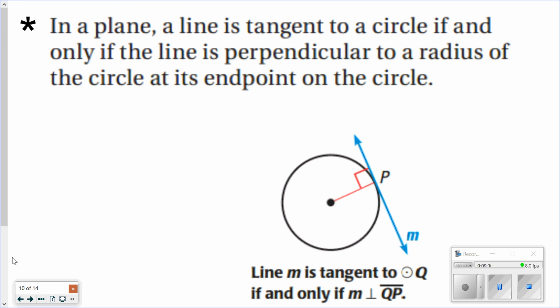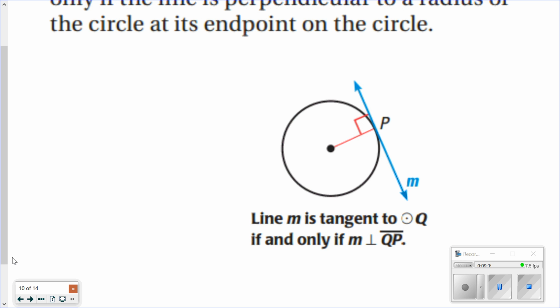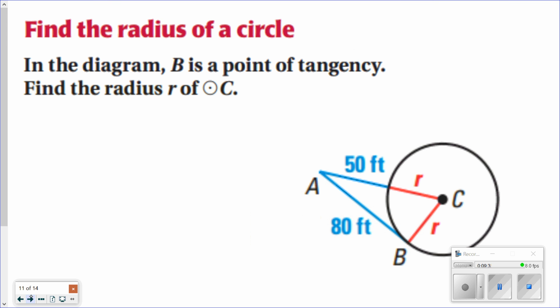In a plane, a line is tangent to a circle if and only if the line is perpendicular to the radius of the circle at its endpoint. So if I look at this example here, anytime I have a tangent and then I draw a line from the radius, or I'm sorry, the center of the circle to that point of tangency, it will always create a 90-degree angle. So this is important for questions like this where I can actually solve for r, knowing that this is a right triangle. And if we have right triangles, we can find sides of a right triangle using the Pythagorean theorem.